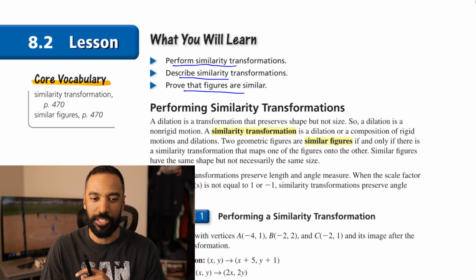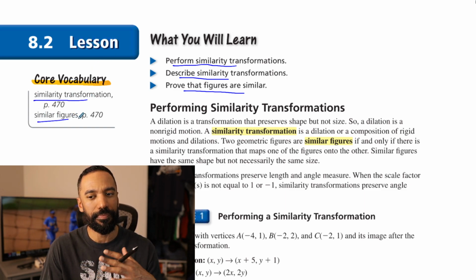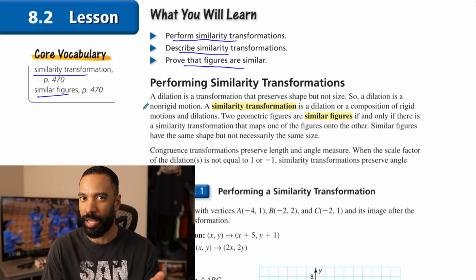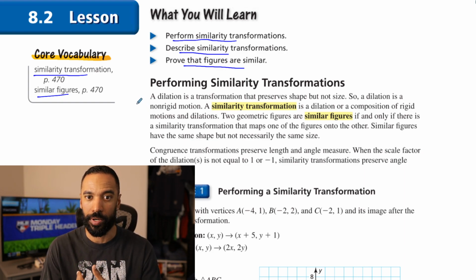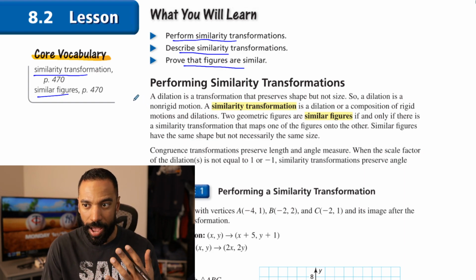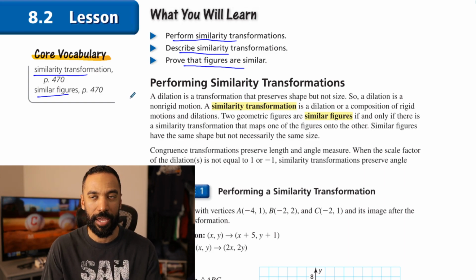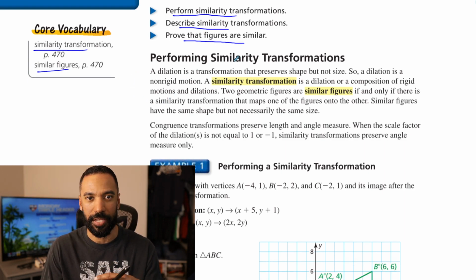Core vocabulary: similarity transformation, and similar figures. So, it's important I start saying that word now because I used the word in 8.1 a lot, but they never did, right? They only talked about dilations. I used the word similar, so now they're going to describe or define true similarity to you. If you heard my 8.1 video enough, you might know what it is now. You might have an idea. But let's see what they say.